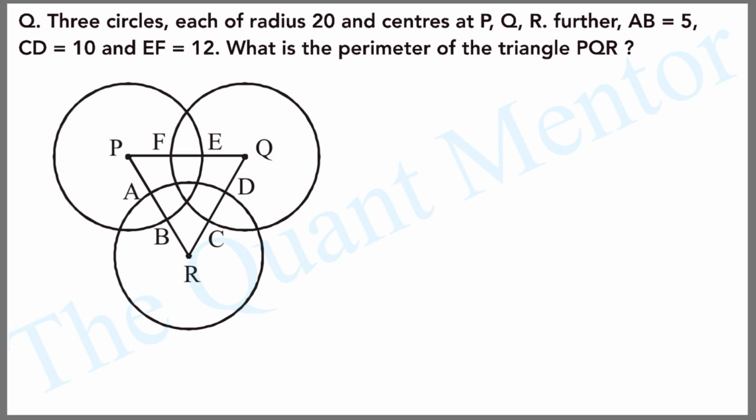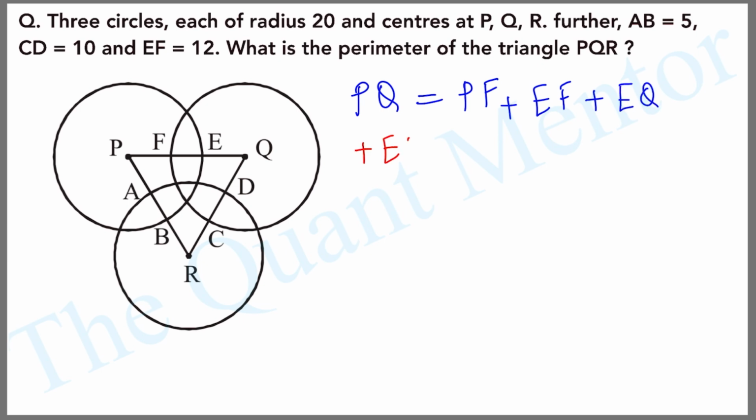Interesting question. Let's observe something. The line PQ is nothing but PF plus EF plus EQ. The next step is I will simply add EF to both sides. Why? You will realize this very soon. PF plus EF will be the radius of the left hand side circle, which is 20 in the question.